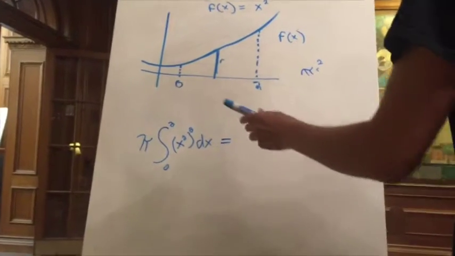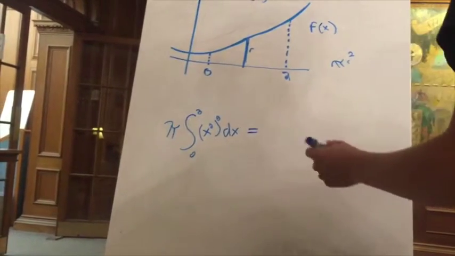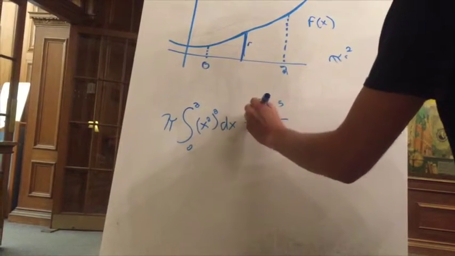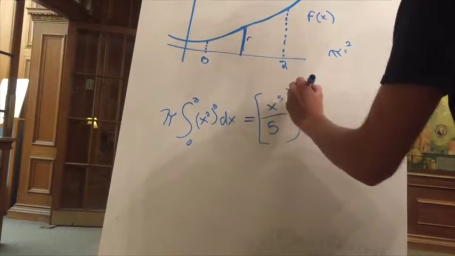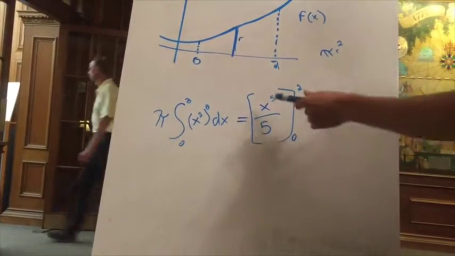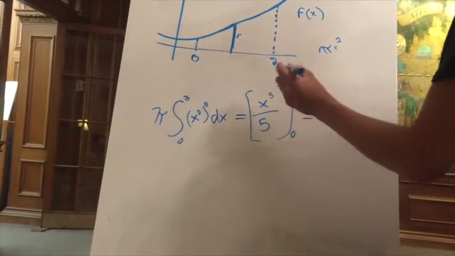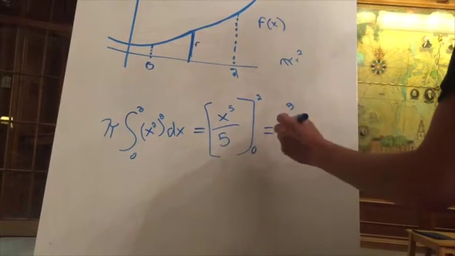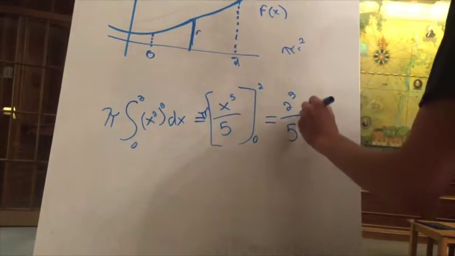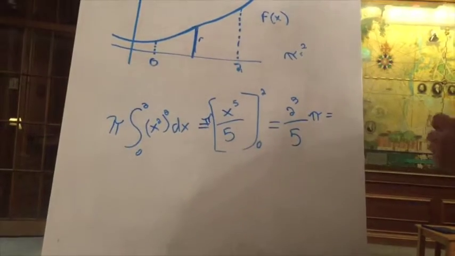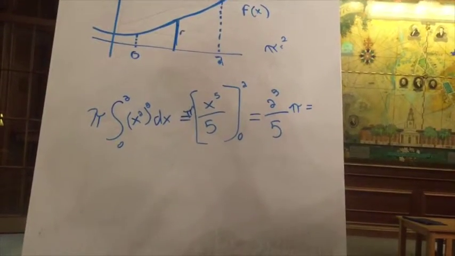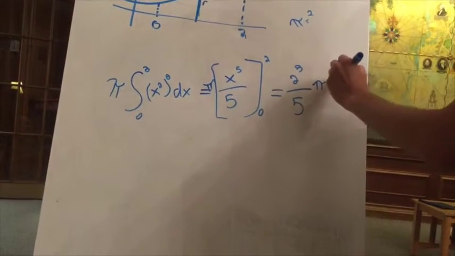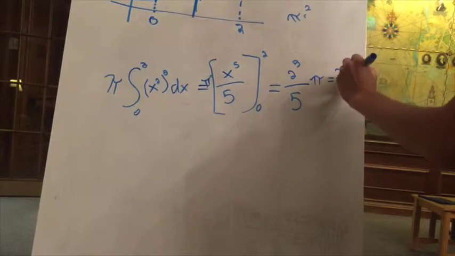So first, we'll take the integral of x to the 4th, is what this simplifies out to, so it would be x to the 5th over 5, between 2 and 0. And since 0 to the 5th over 5 is 0, we can just put this as 2 to the 5th over 5 times pi, can't forget that, which gives us the answer 32 over 5 pi.